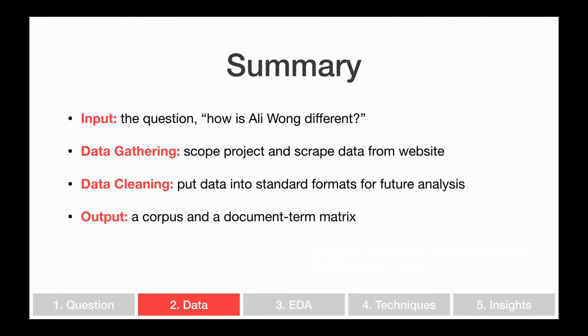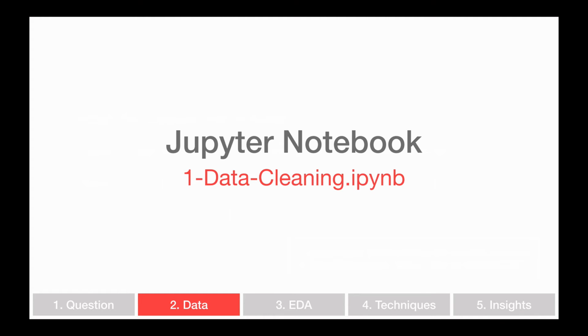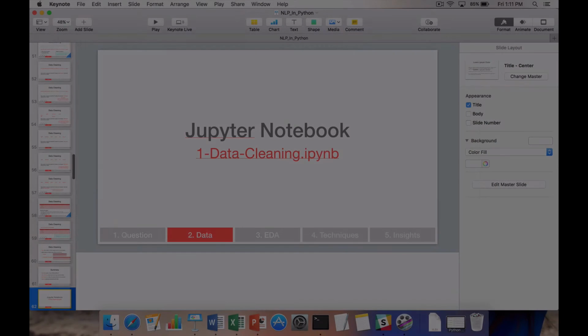The input into this data step was the question, how is Ali Wong different? I gathered all the data by scraping it from a website, and then cleaned it by putting it into a standard format. Now the output of this step is going to be a corpus and a document term matrix. So I'm now going to jump into a Jupyter notebook to show you how I actually went through these steps.